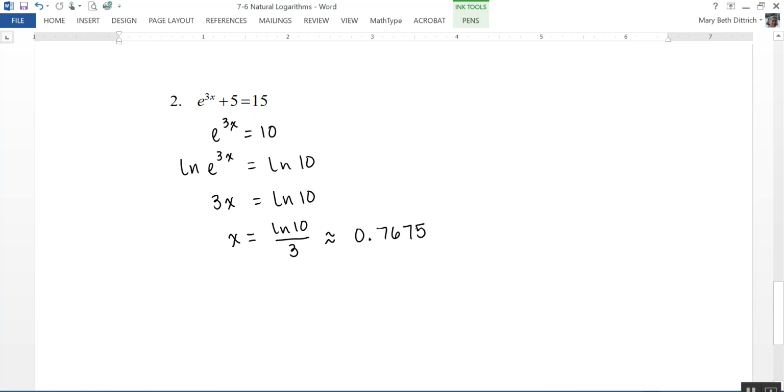0.7675. So in this section, we took a look at the natural logarithm, which is the inverse of the function y equals e to the x, saw how the properties of regular logarithms apply also to natural logs, looked at a couple of useful properties, and then how to use those to solve equations that involve natural logs or e.